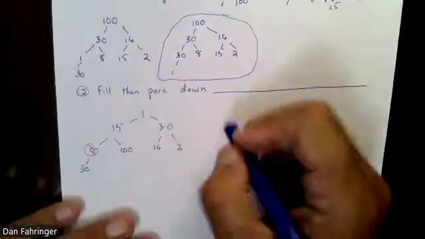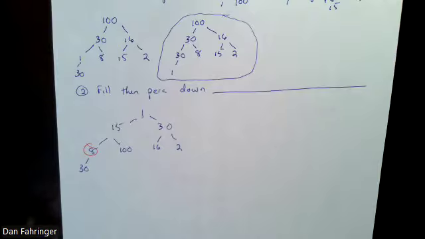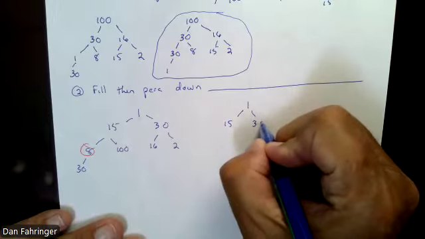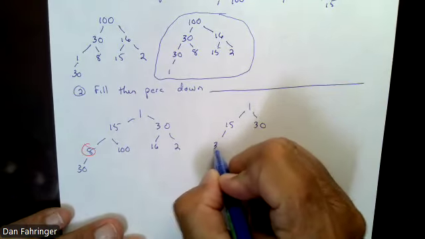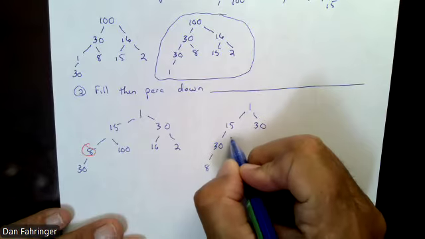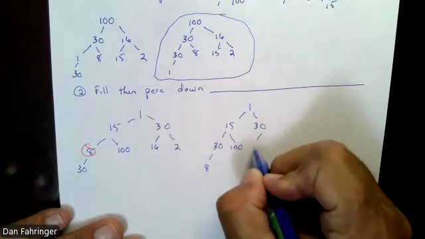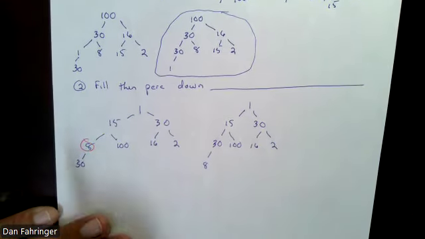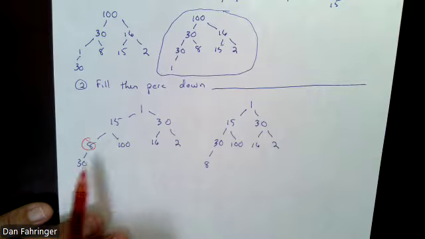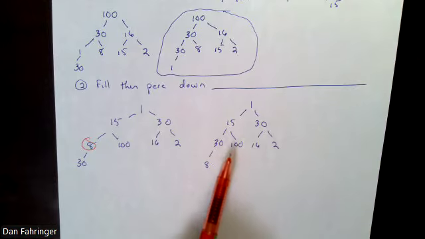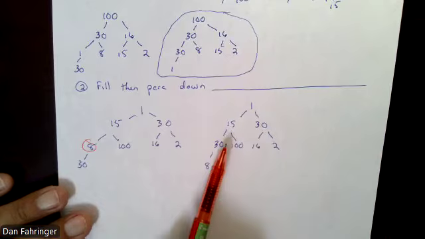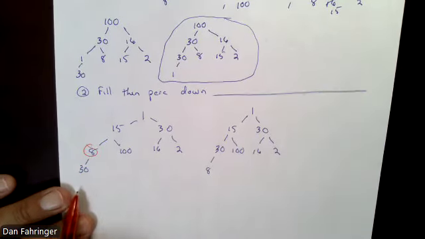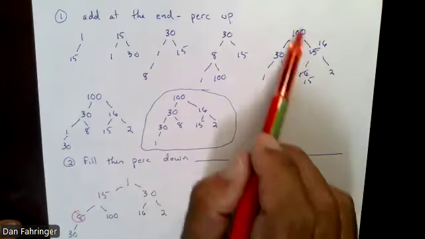And I percolate down. 1 doesn't change, 15 doesn't change, 30 doesn't change. This does. It becomes a 30, that becomes an 8, that stays 100, that stays 16, and that stays 2. Okay, so I percolated down. That's going to be one of the hard things when you relook at this in 6 or 7 days. When I percolate down, I keep going down. When I percolated up, I kept going up.